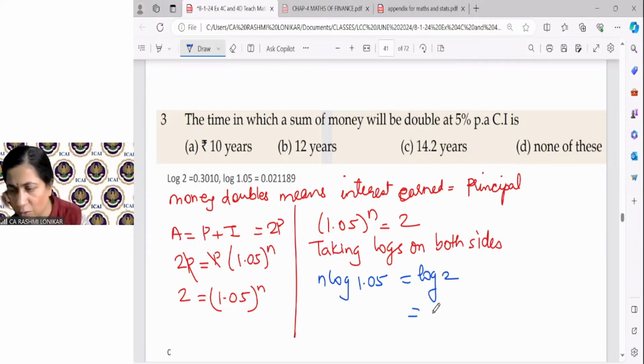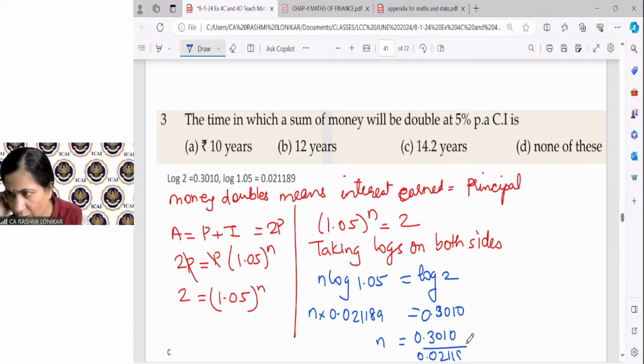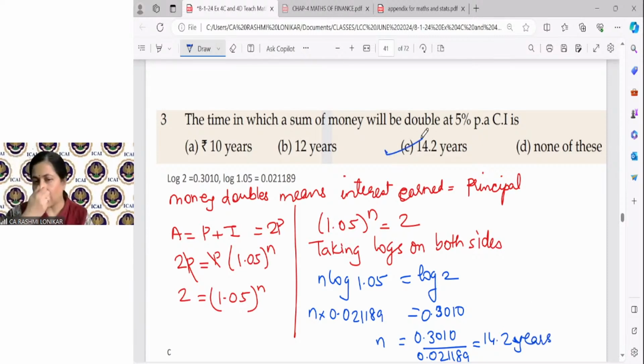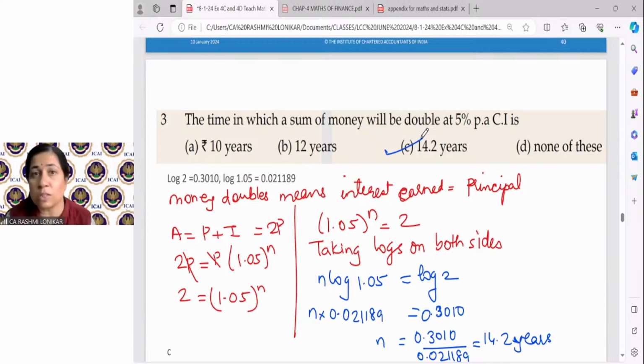Log 2 I already know is 0.3010. How much is log of 1.05? It is 0.021189. So N will be equal to 0.3010 upon 0.021189, which is nothing but 14.2 years. I hope all of you can appreciate that you are able to solve the sums faster once you get the grip of the answer.